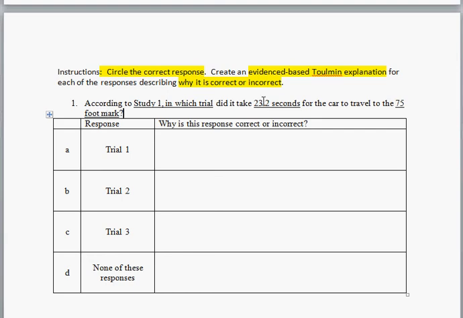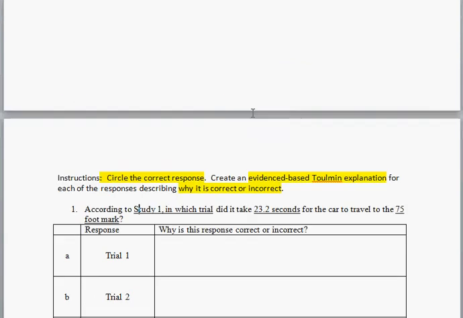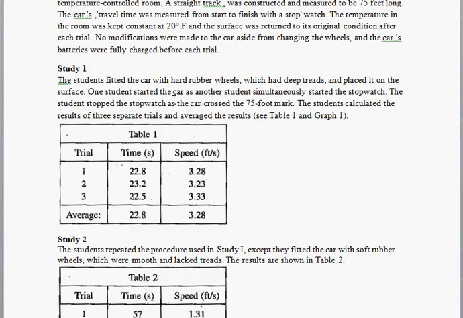I'm going to go back to study 1. I'm looking for in which trial did it take 23.2 seconds to travel the 75-foot mark. Well, I don't see anything about the 75-foot mark. My first assumption is that all of these numbers are about this 75-foot mark. To test that assumption, I'm going to go back to this block of text and take a look.